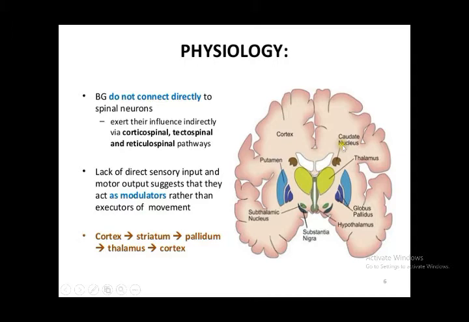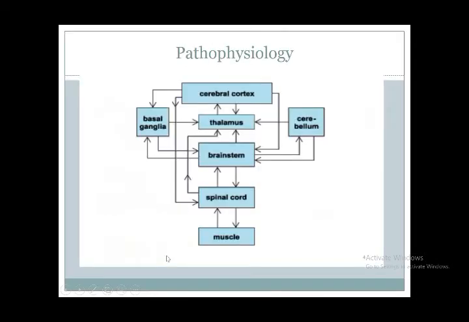These basal ganglia structures that we discussed already do not connect directly to spinal neurons. They exert their influence indirectly via corticospinal, tectospinal, and reticulospinal tracts that we discussed. Lack of direct sensory input and motor output suggests that they act as modulators rather than executors of movement. The executor of movement is basically the cortex. They are the modulators of movement. So their projection from the cortex comes to the striatum, basal ganglia, and through the pallidum they come to the thalamus, and then again to the cortex. And through the cortex they indirectly modulate motor movements.